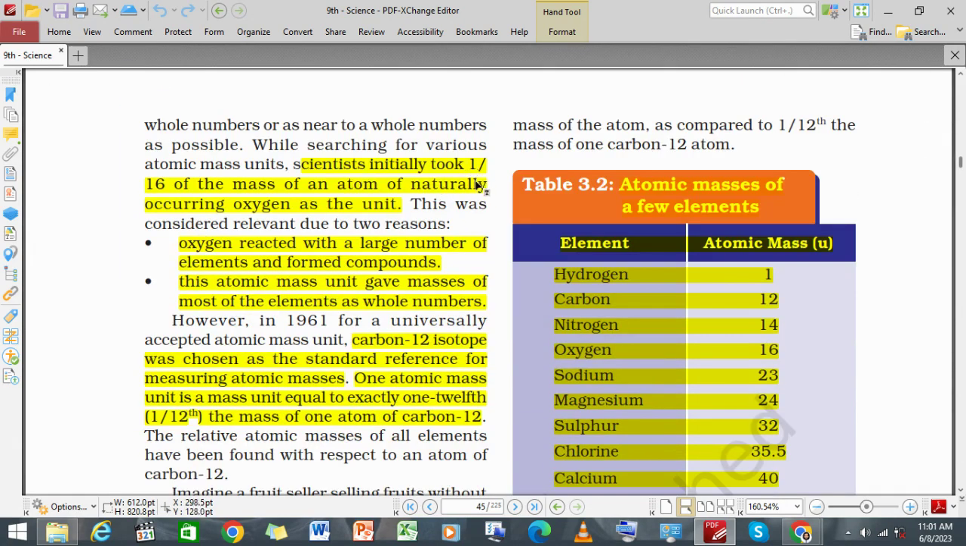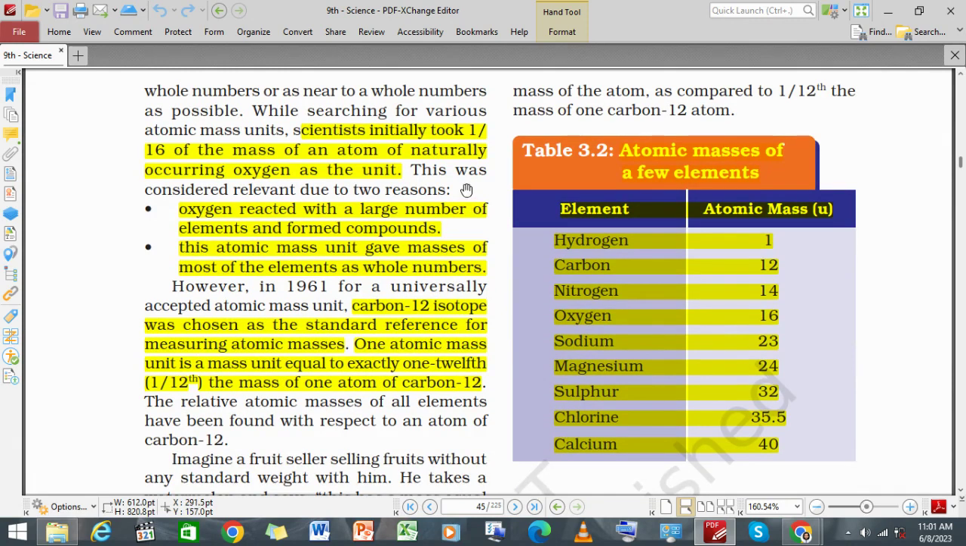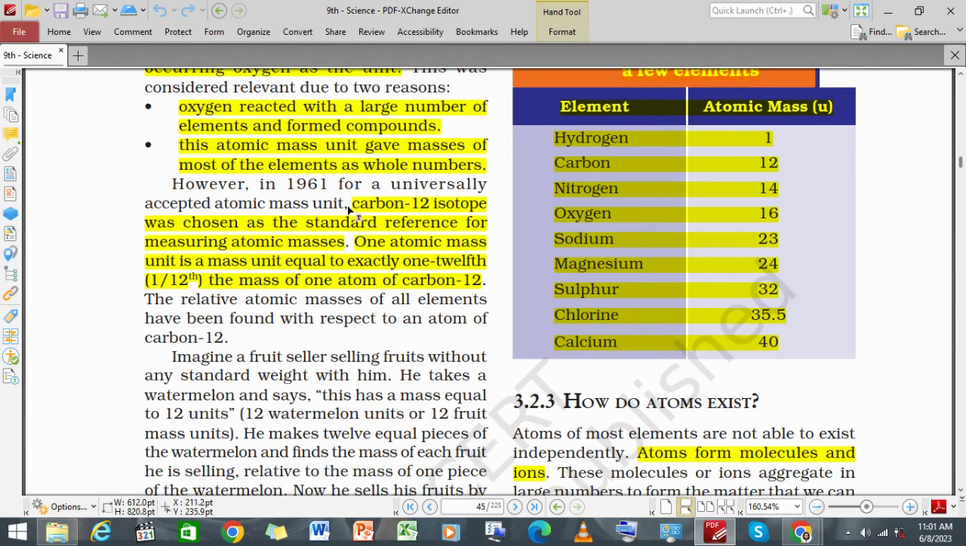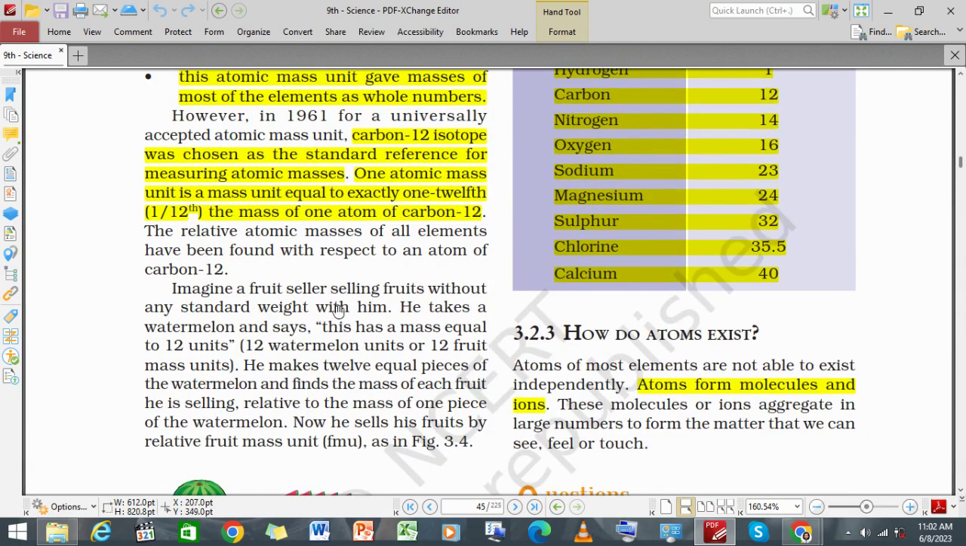Now, scientists initially took 1/16th of the mass of an atom of naturally occurring oxygen as a unit. Oxygen reacts with a large number of elements and forms compounds. This atomic mass unit gives masses of most of the elements as whole numbers. Later, the carbon-12 isotope was chosen as the standard reference for measuring atomic masses. One atomic mass unit is a mass equal to exactly 1/12 of the mass of a carbon atom, which is 12. We will discuss isotopes and isobars in the next chapter, and if possible in this chapter only.